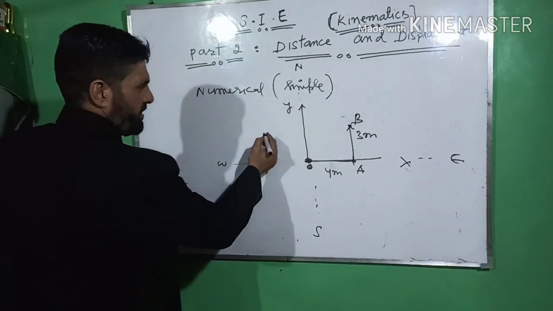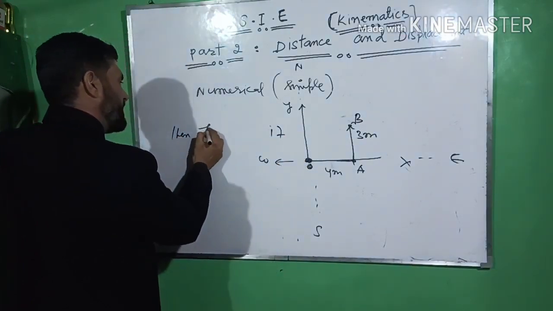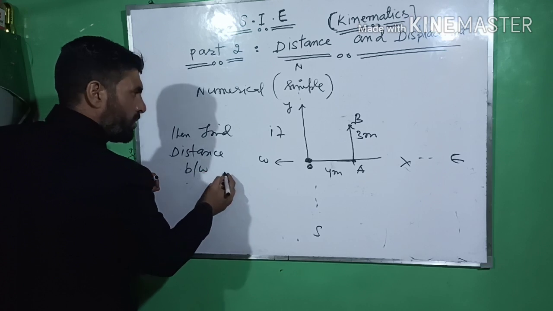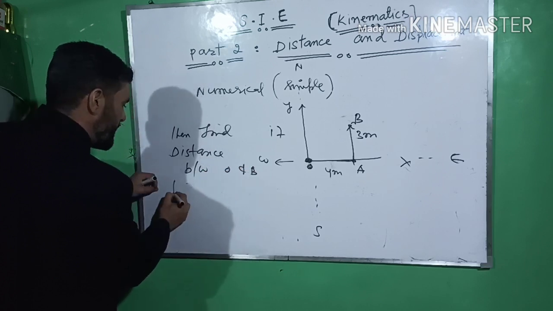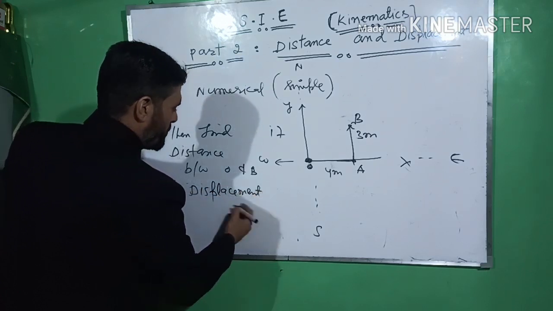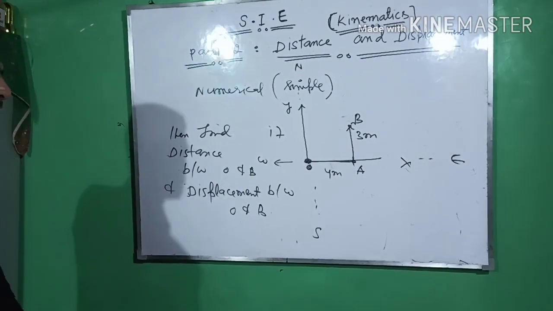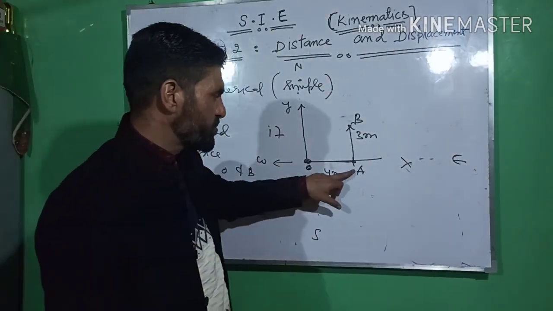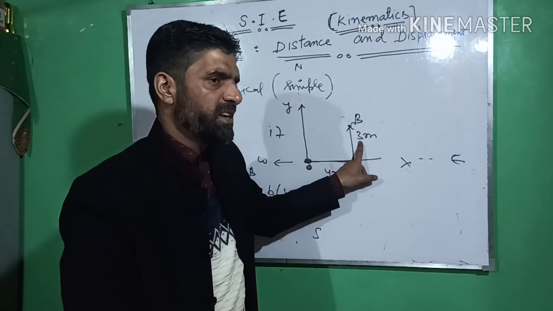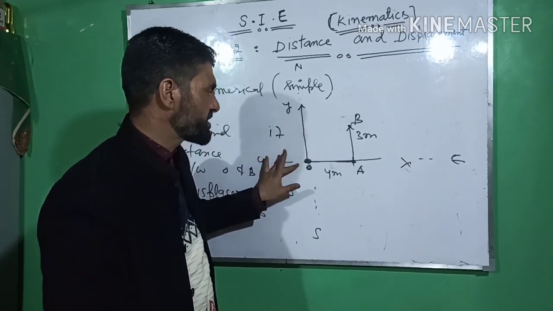Then question, if this is the case, then find distance between O and B, and displacement between O and B. This is the question here. A body starts from point O and reaches to point A, travels a distance of 4 meters, then goes from A to B, covers a distance of 3 meters towards north. During this motion, we had to find displacement from O to B and distance from O to B.